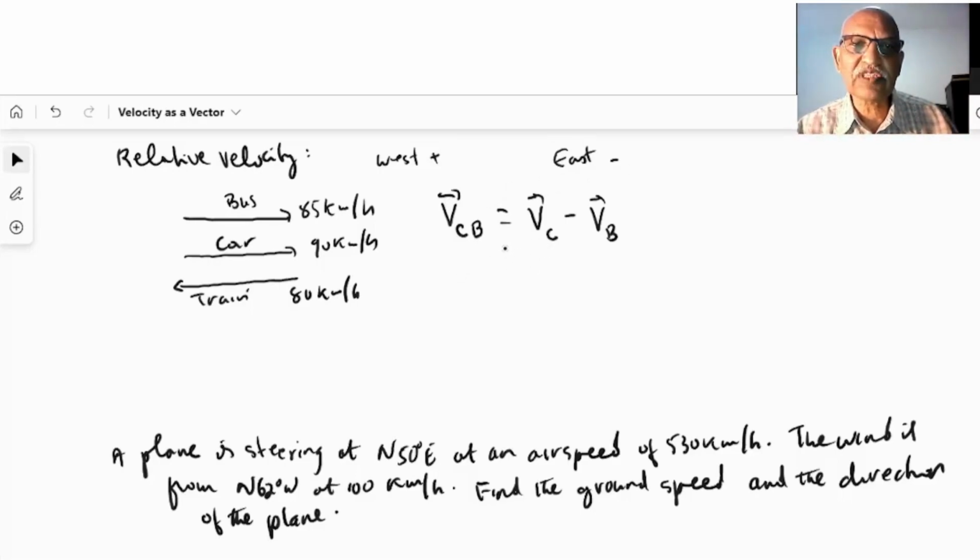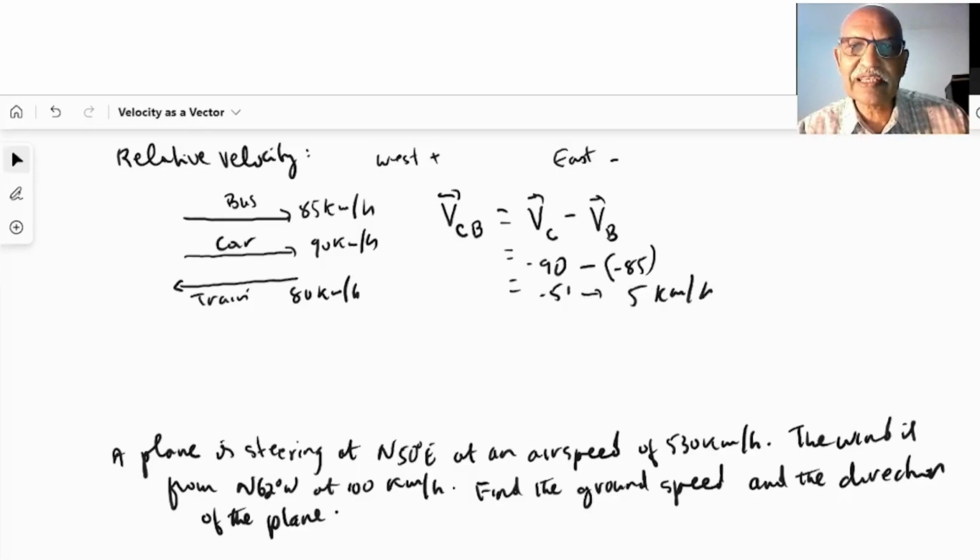In this case, velocity of the car is 90 kilometers per hour going east, so it should be negative 90, take away velocity of the bus. The bus is going east, so it's negative 85. That gives negative 90 plus 85, which is negative 5 kilometers per hour. Since it's negative, it's east. You feel like going east at 5 kilometers per hour.